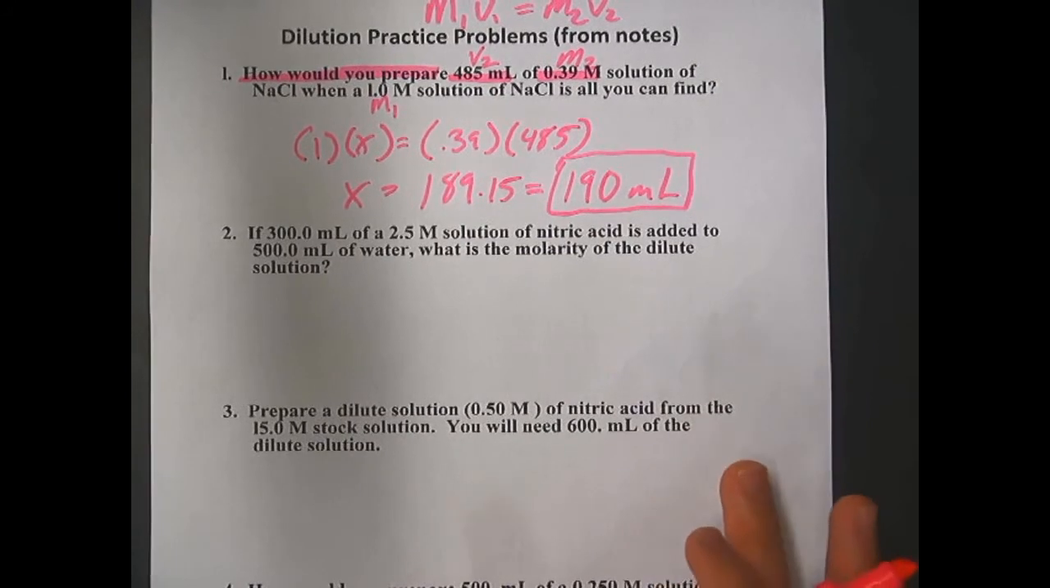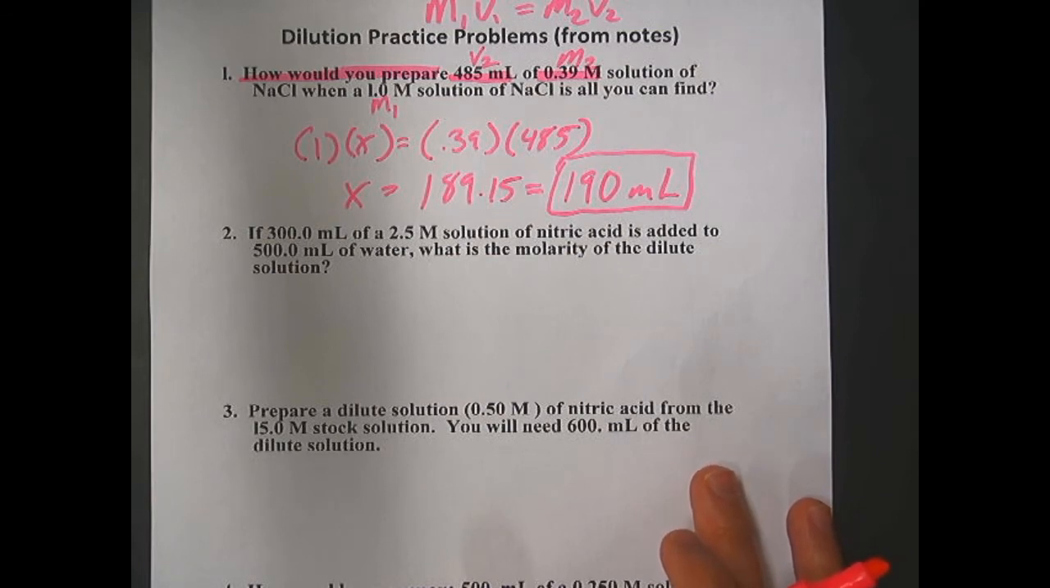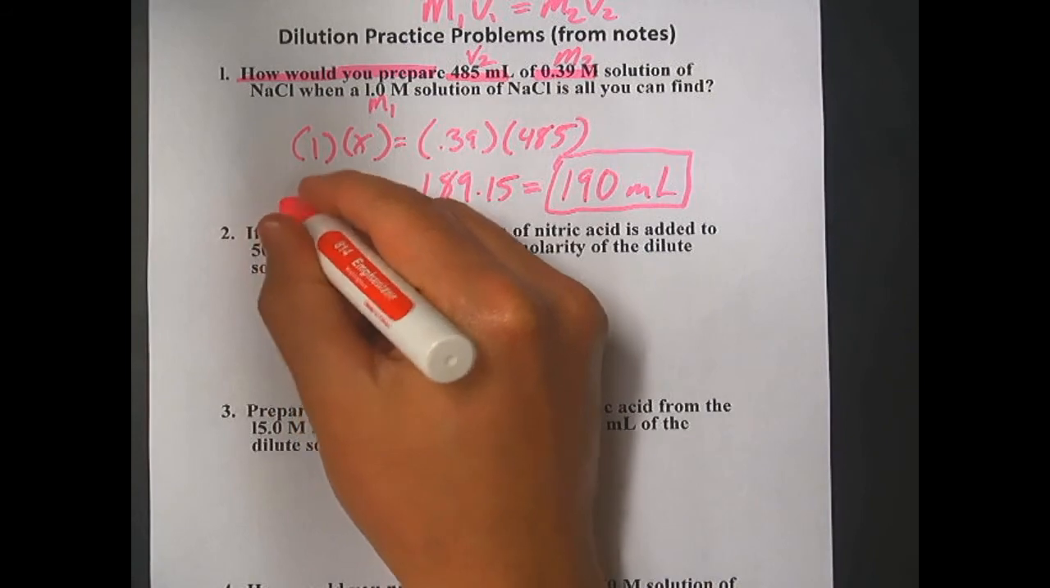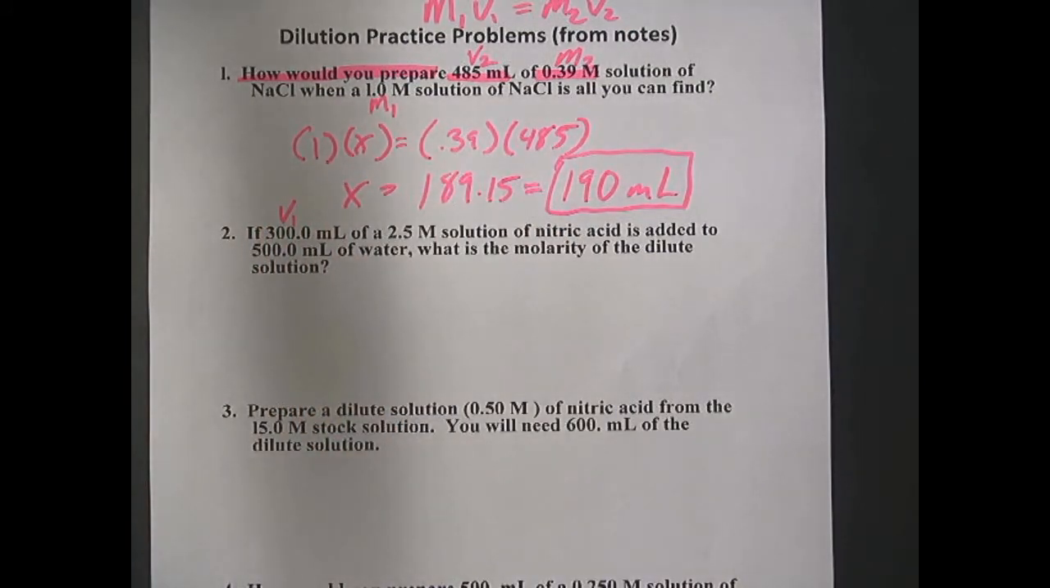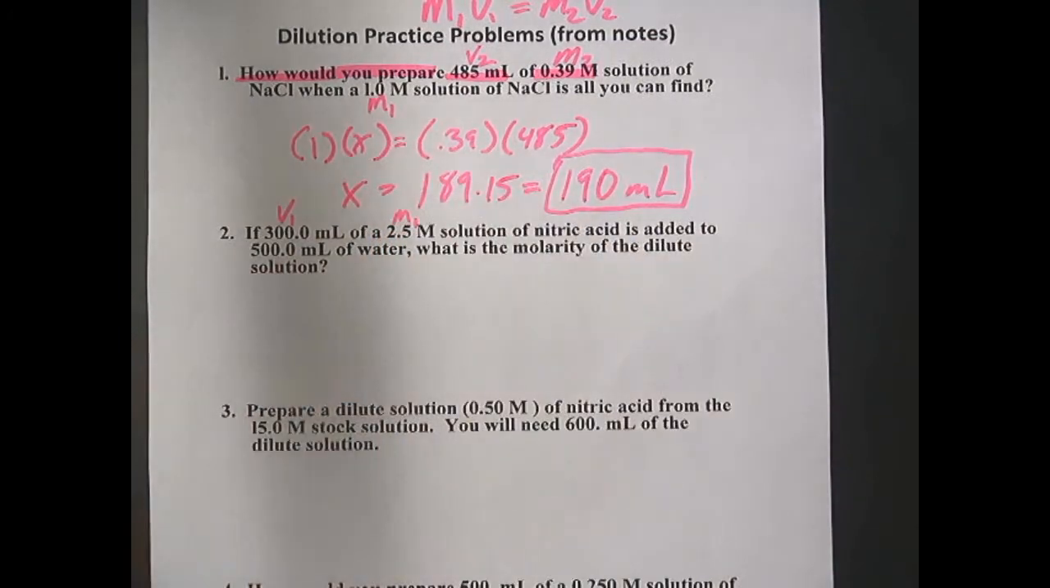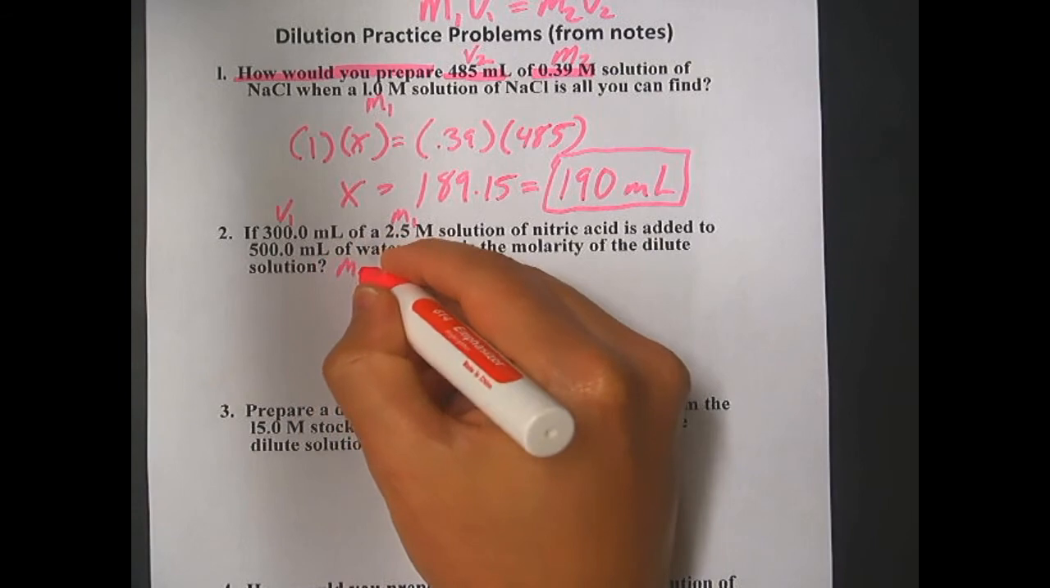It says, if 300 milliliters of a 0.25 molar solution of nitric acid is added to 500 milliliters of water, what is the molarity of the dilute solution? This time we're solving for M2. We have 300 milliliters to start with, so that's V1, of a 2.5 molar solution, so that's M1. So there are our ones. It's added to 500 milliliters of water. What is the molarity of the diluted solution? So we're solving for M2.